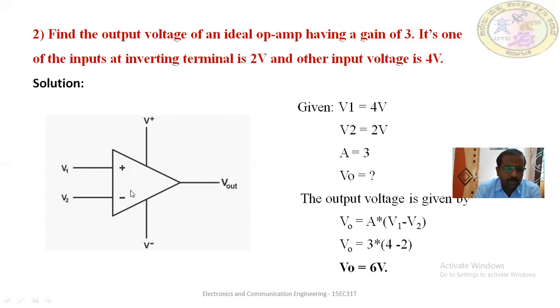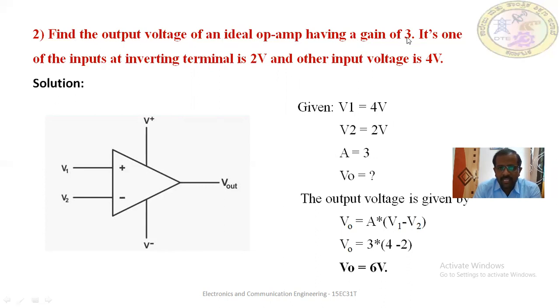So I am going to draw the symbolic representation of the ideal op amp. I am going to assume input 1 for the non-inverting terminal and input 2 for the inverting terminal, and the output is obtained across the output terminal. V plus and V minus are the supply voltages for the operational amplifier in order to activate the IC. So in this case, we are asked to calculate the output voltage of an ideal op amp.